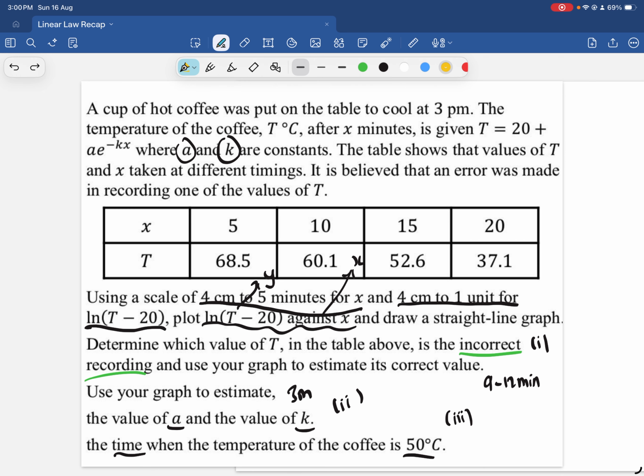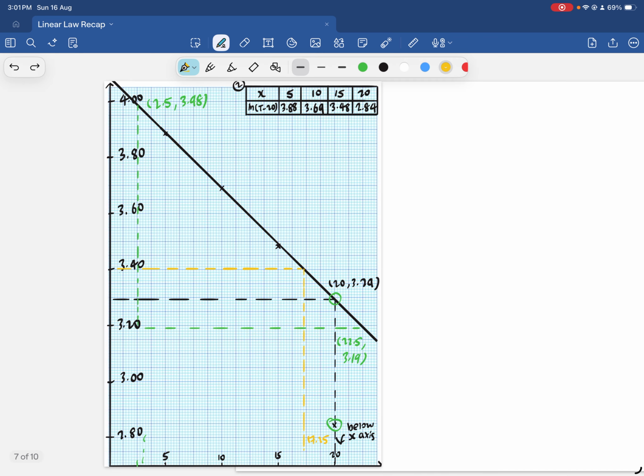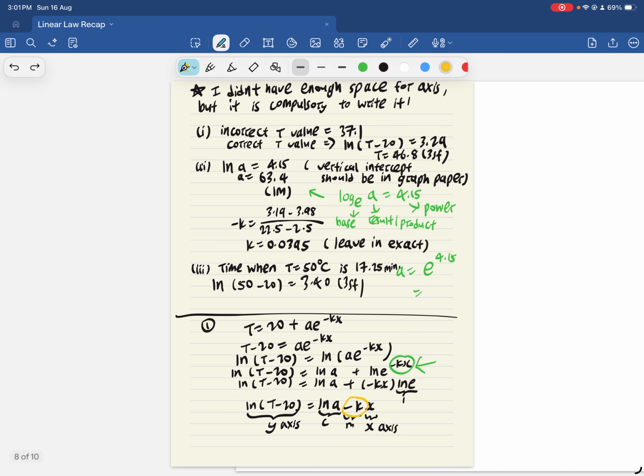Part 1 asks you to say the incorrect recording and estimate its correct value. So I used a black dotted line for this, and then I got 20.329, and this is the actual plot. Okay, so that's the incorrect reading. Just remember that you cannot derive the correct t-value exactly from your graph, since your graph is not a graph of t against x, it's about ln t minus 20 against x. So you sub it in, then after you solve it, you get t equals to 46.8. You round it to 3SF.